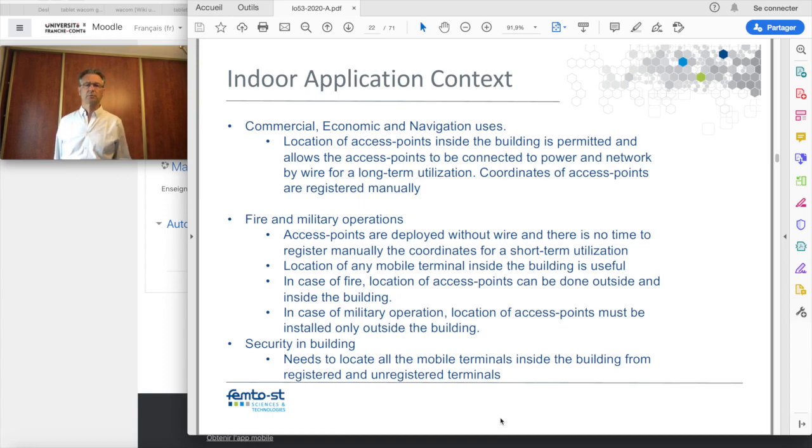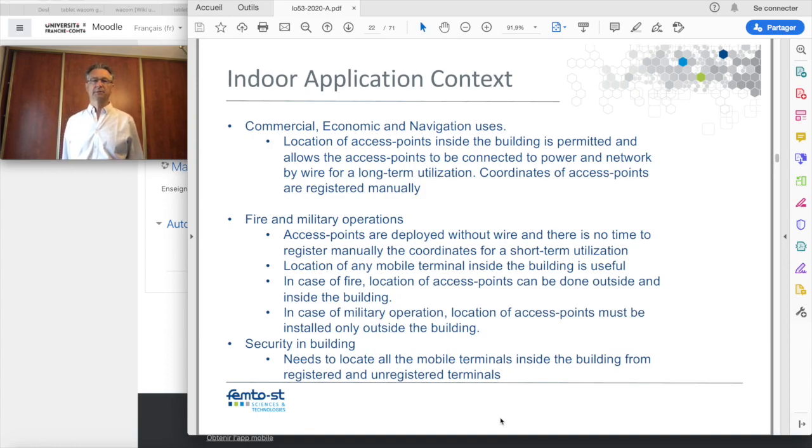When you use commercial and navigation applications, you need to have some access points inside the building, permanently linked to the network, with electricity on the network for long-term usage. And then you can indicate the coordinates of each access point in a manual form.